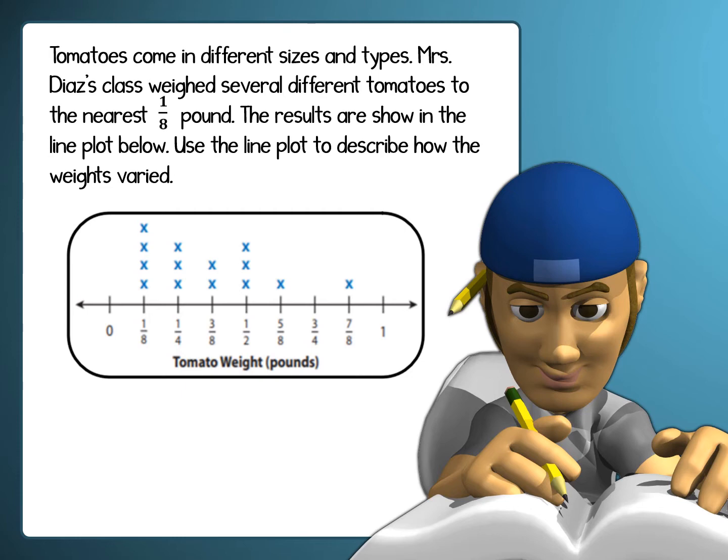If you look at this line plot, you can see that it is split up into eighths. So we have 0 to a whole, but in between, it's split up by eighths. 1/8, 2/8, which is the same as 1/4, 3/8, 4/8, which is the same as 1/2, 5/8, 6/8, which is the same as 3/4, and then 7/8. Our one whole becomes that 8/8, which we know when a numerator and denominator are the same, it equals one whole.